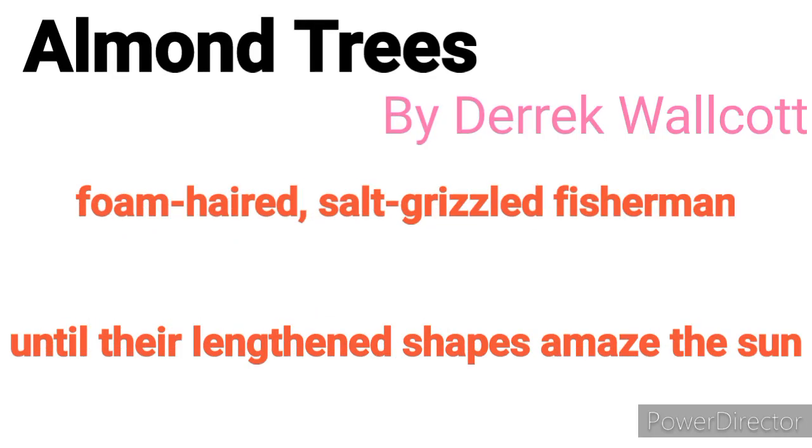Foam haired, salt grizzled fishermen until their lengthened shape amaze the sun. Here, the poet for the first time introduces a living character, the fisherman, whose hair is foam haired. Salt grizzled fisherman. This fisherman is very experienced in salt water. He observes his surroundings and says there is no visible history. He was negative towards his history.